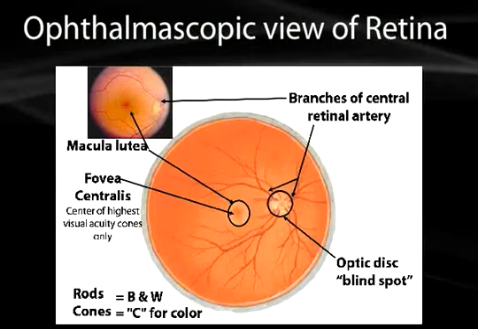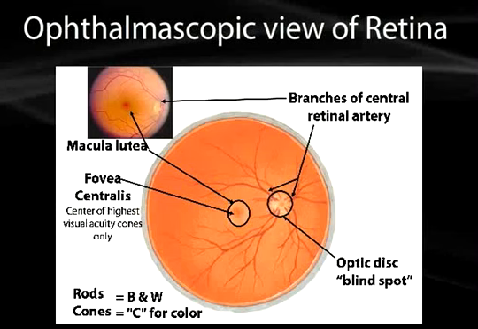We'll move on to the ophthalmic view of the retina. Here in the upper left corner you can see an ophthalmic view, and then the netterized drawing where we can see the optic disc, which tends to be pale and is representative of the blind spot. There is all of the axons and vessels that are going in and out of the retinal nerve.